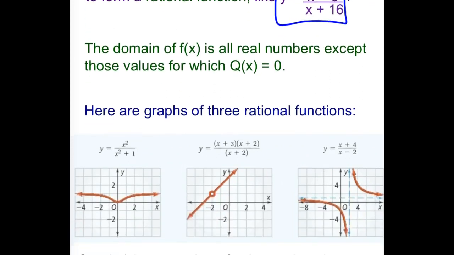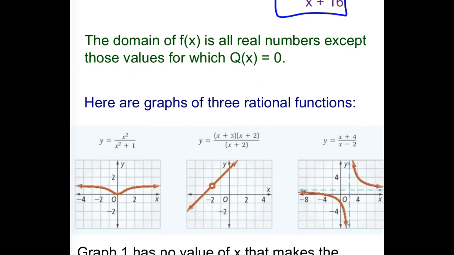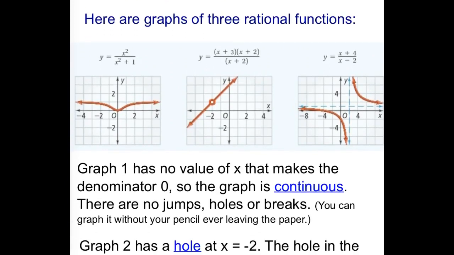The domain of f of x is all real numbers except the values for which that denominator is 0. I've given you 3 examples here, and I do want you to make a note on your paper. This hole here isn't visible, but I'd like you to draw that in on that middle graph. The hole should be at -2, +1.